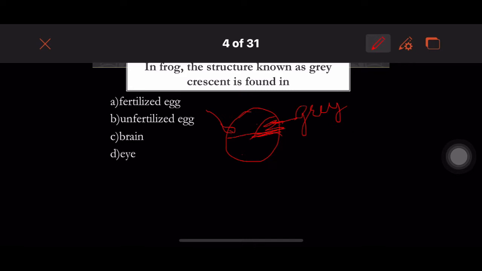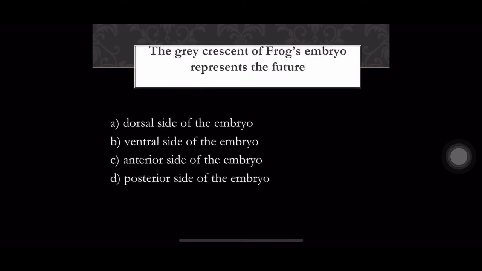So the question is whether it is found in fertilized egg or unfertilized egg. It is found in the fertilized egg because it is formed during fertilization when the sperm enters into the egg. So the correct answer is fertilized egg, A. The next question is, the grey crescent of frog's embryo represents the future: dorsal side of the embryo, ventral side of the embryo, anterior side of the embryo, or posterior side of the embryo. The correct answer is dorsal side of the embryo.